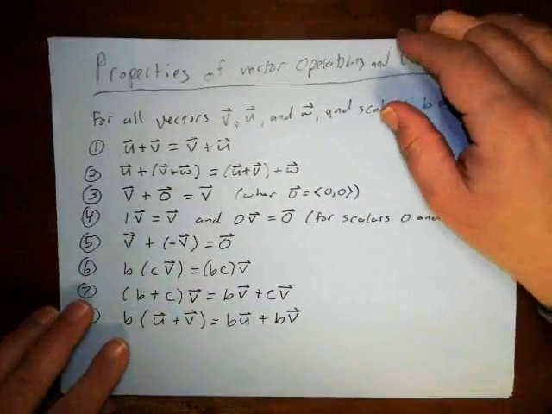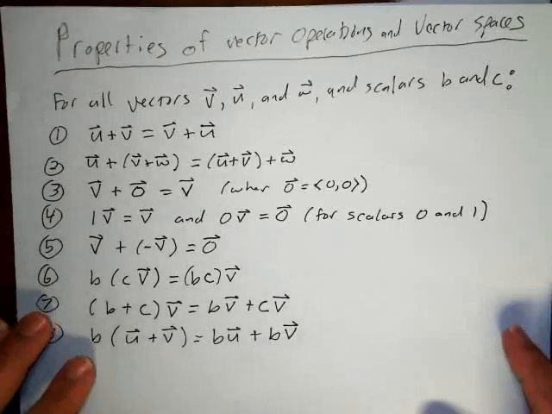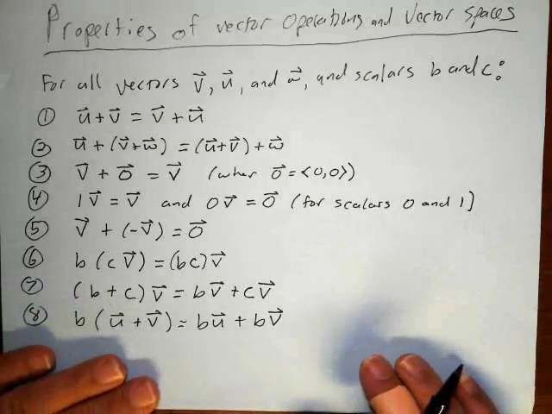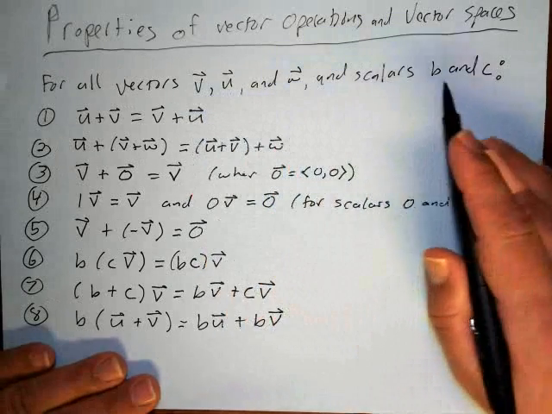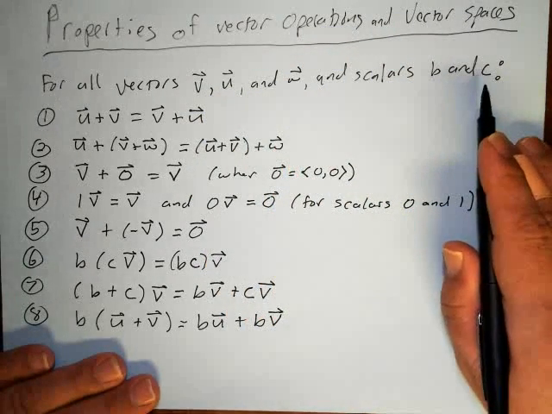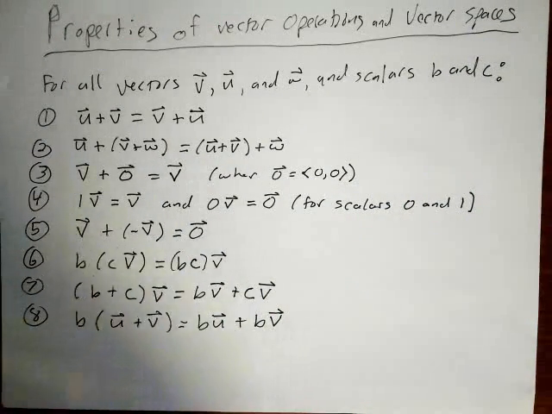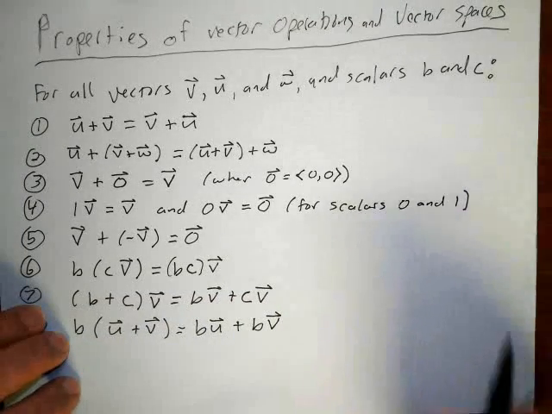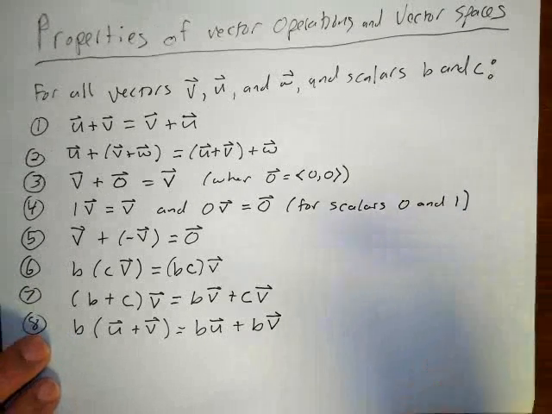Okay, in this video I want to briefly talk about the properties of vector operations and the idea of vector spaces. I have them written out here, and these are also in the textbook. We're going to let V, U, and W be vectors, and we're going to let B and C be scalars. This is all the properties of vector operations on one another and scalar and vector operations together, and they are similar to things that you would use in regular algebra when you're dealing with just numbers. But they're involving vectors.